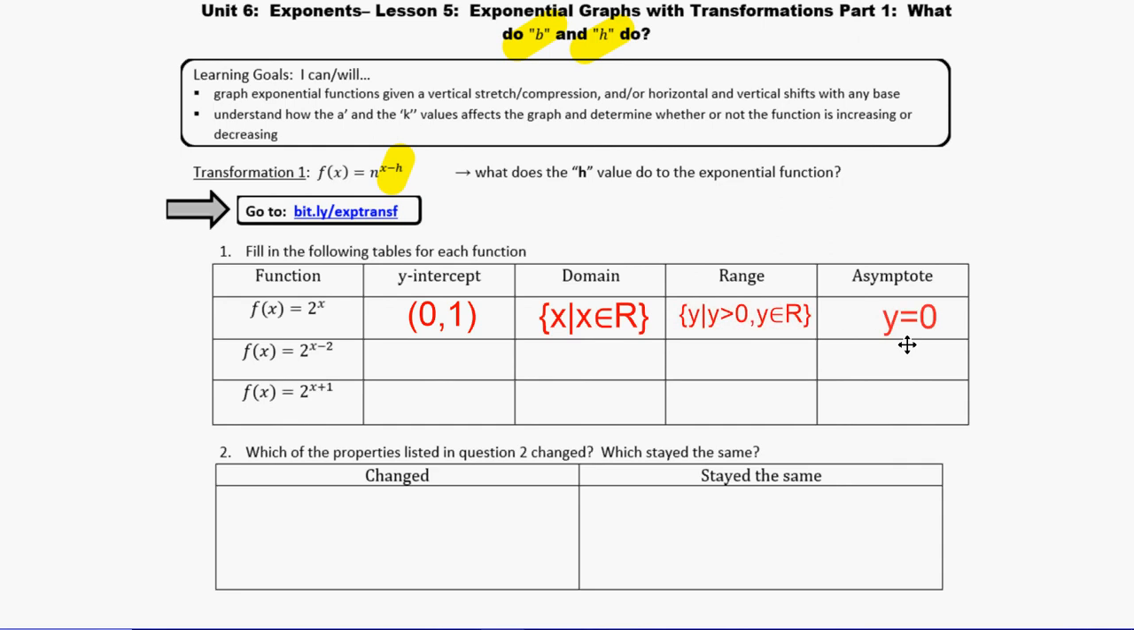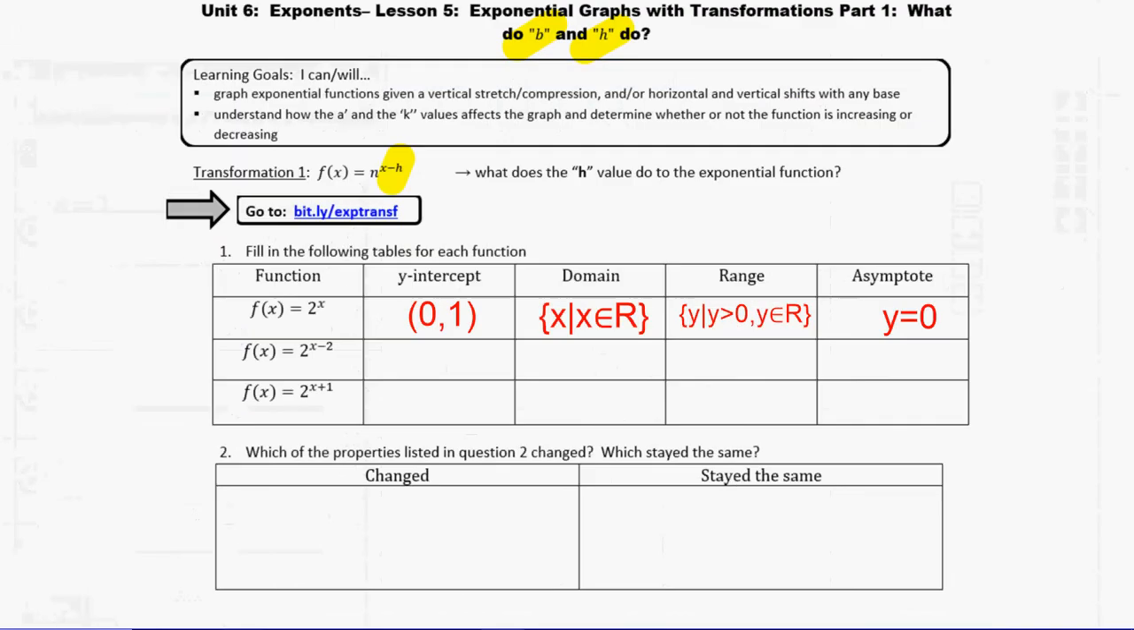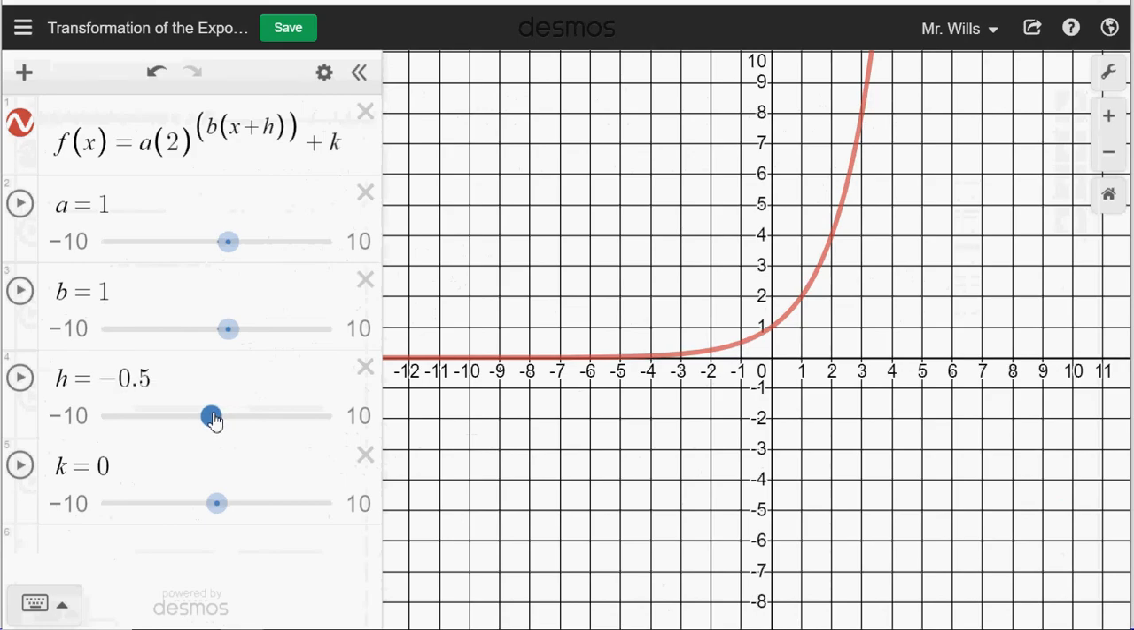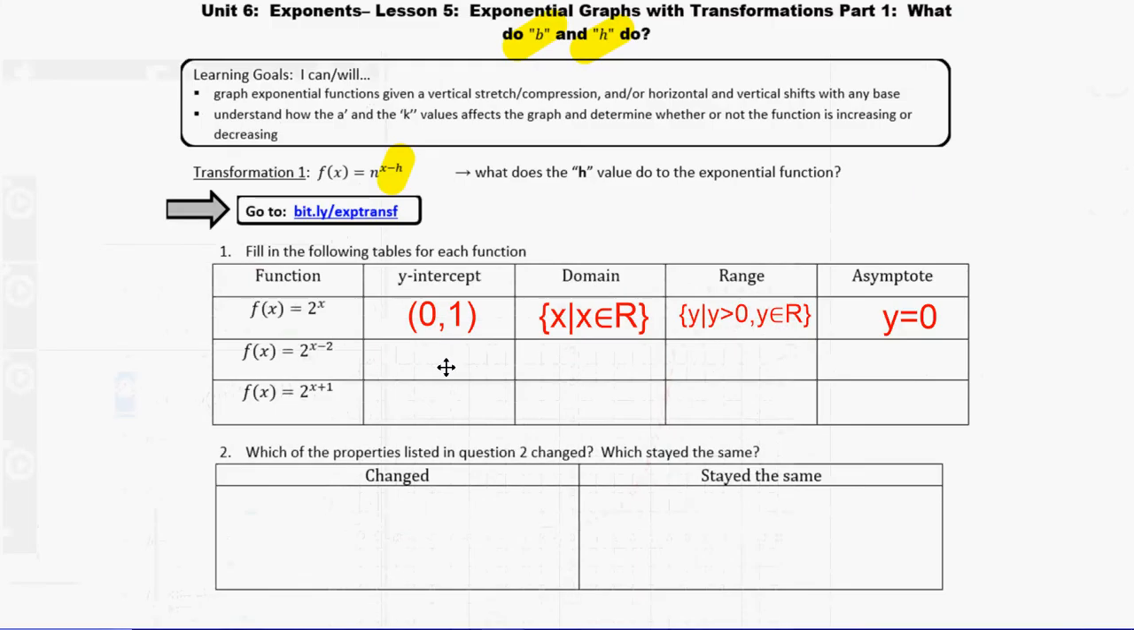Now if H is negative 2, I'm going to go back to this graph here. Let's make sure all my values are good. All right, so let's go back to 0. And if my H value is negative 2, there we go. You can see it's shifting it to the right 2 units. And so my y-intercept will be 0, 0.25. The asymptote and the range don't change.